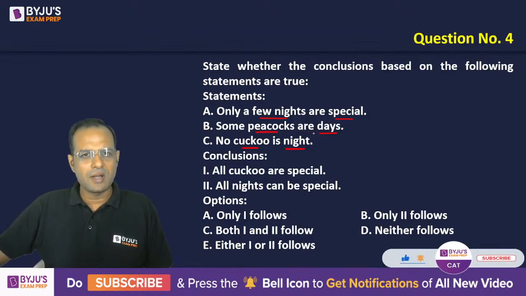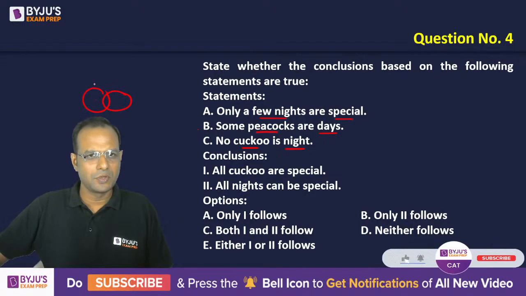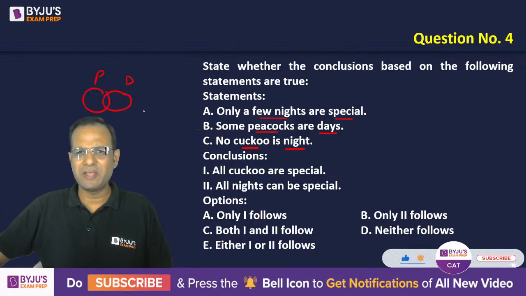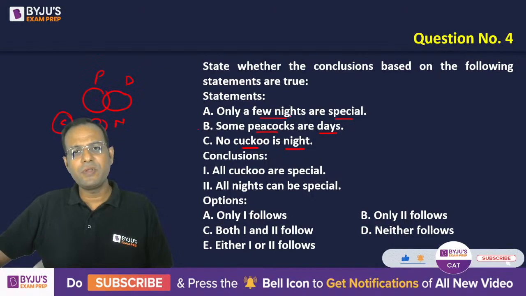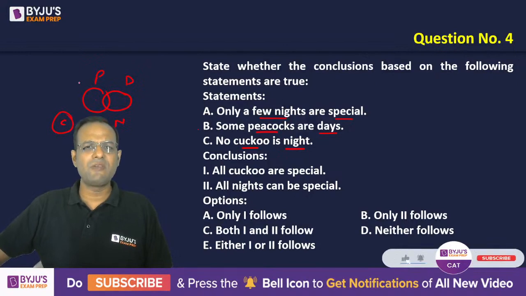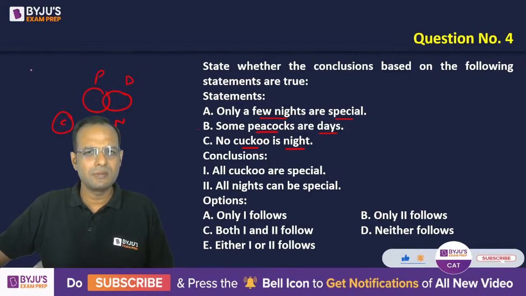Some peacocks are days. Let us look at B first. Some peacocks are days. No cuckoo is night. Only a few nights are special. Can we say some nights are special? Right? Only a few.